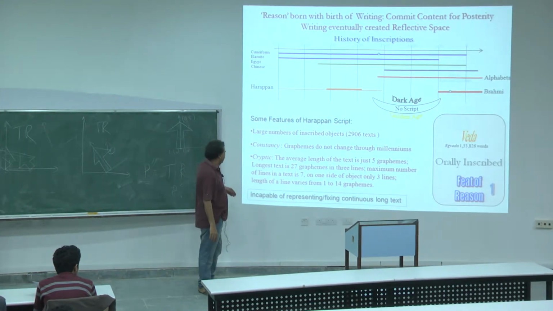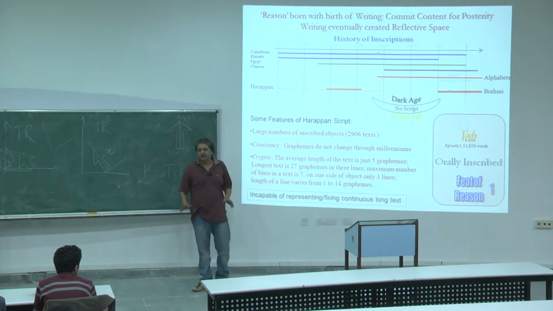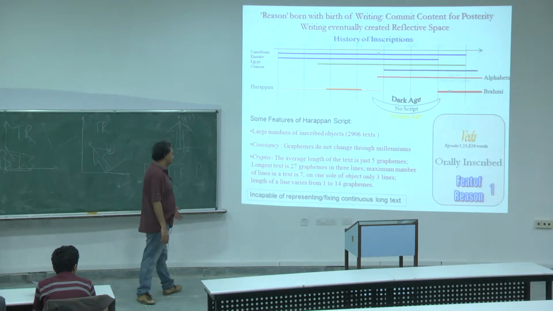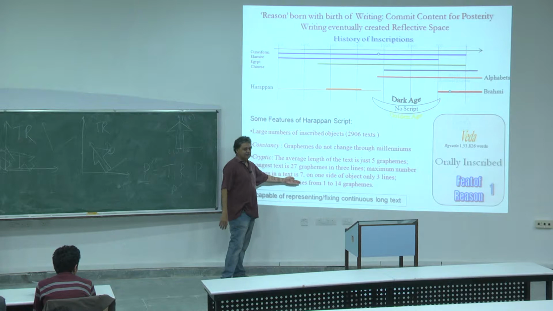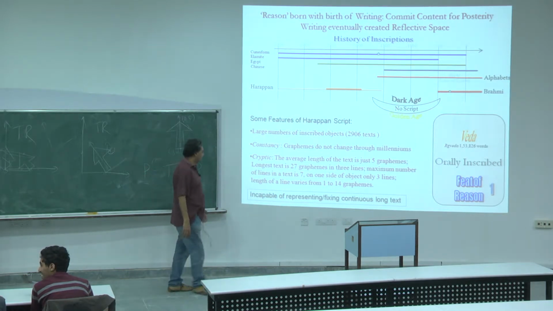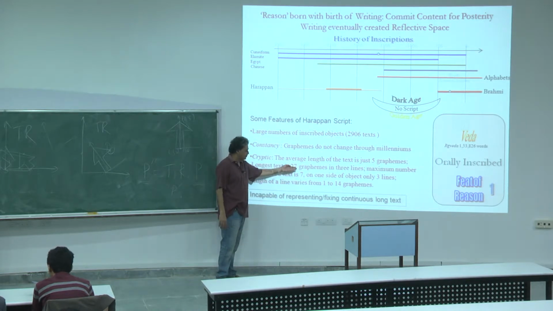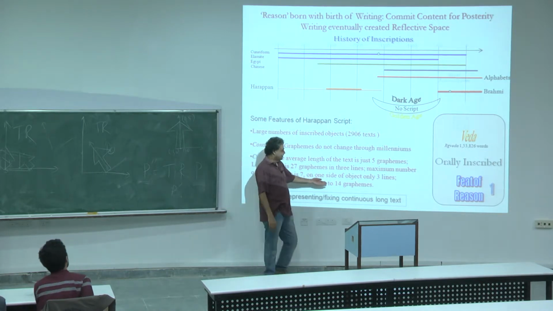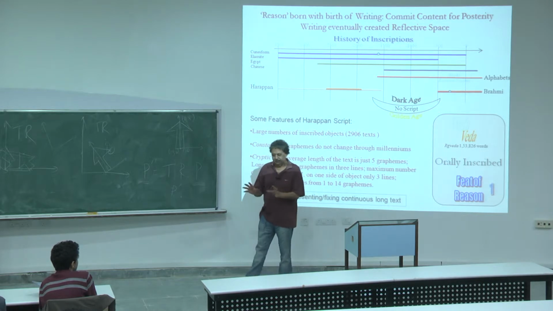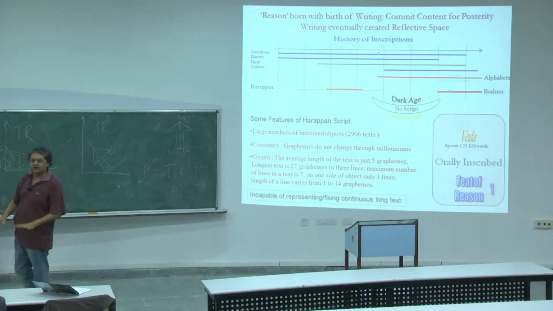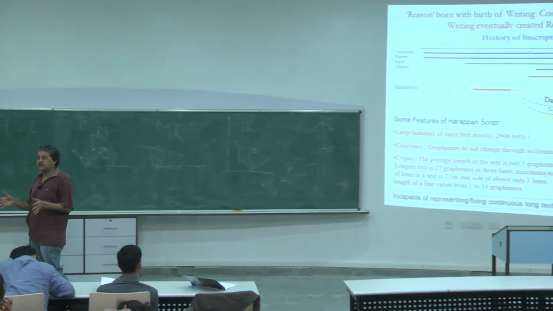And the largest text is only 27 graphemes, and that too in 3 lines, and the maximum number of lines in a text is 7. The text over 3 lines has less than 27 graphemes. And one side of an object has a maximum of 3 lines. It's very cryptic. So there are a lot of people who believe that the Harappan script did not fix language, it fixed something else.